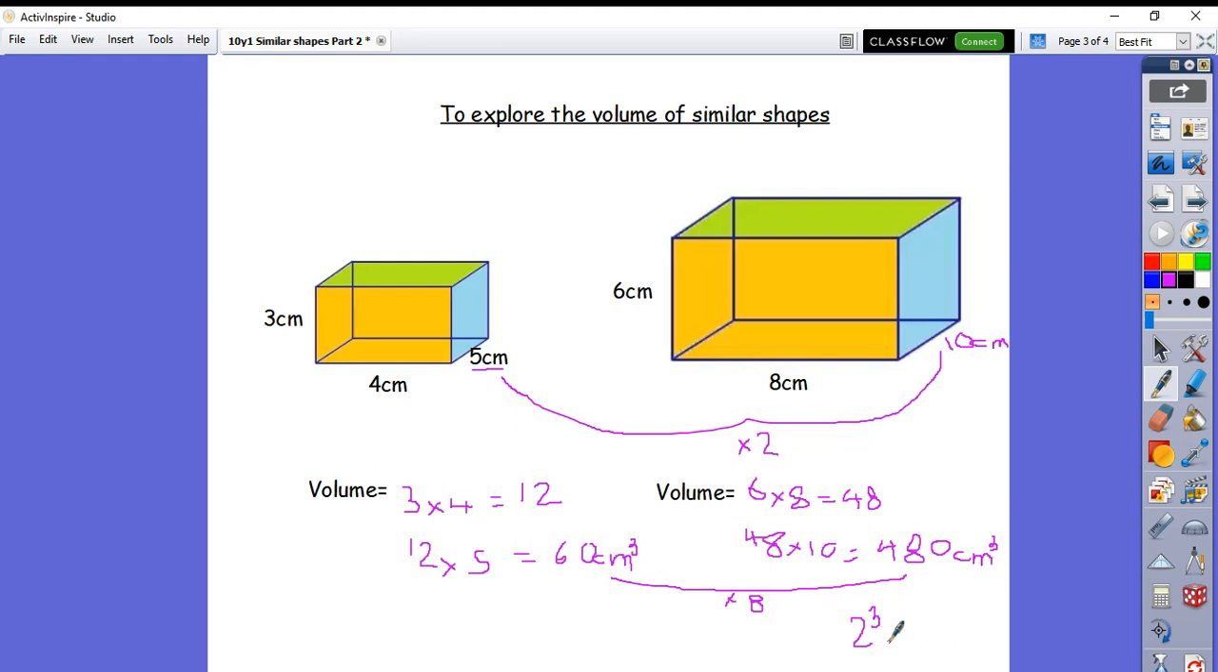I'd like you to go and have a look at the worksheets now that are attached with the assignment, where you can put some of this into practice and have a play with it yourselves.